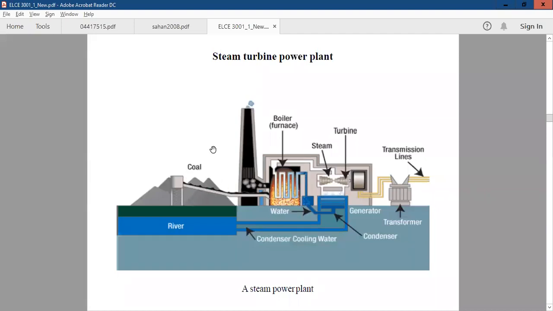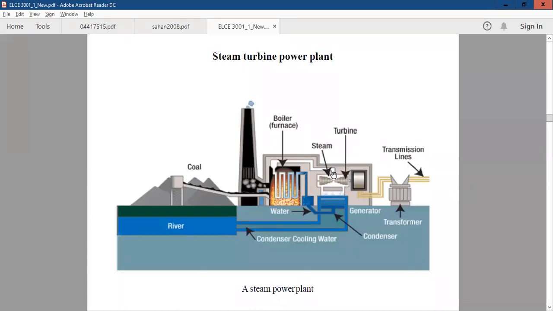Now here we are using a steam turbine. We have two types of engines: steam turbines or reciprocating engines. Reciprocating engines are a type of mechanical engine. Generally they are used in cars with pistons.